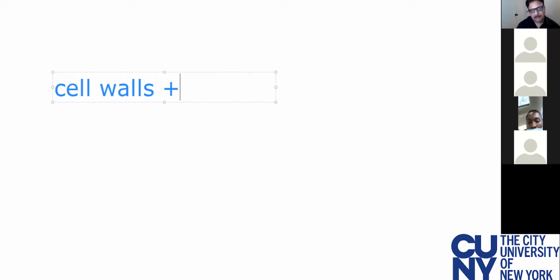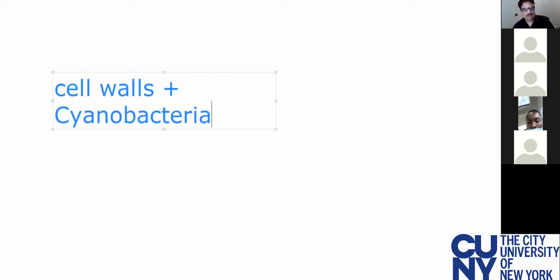Also some bacteria, like cyanobacteria, have pigments. Like plants have chloroplast, and chloroplast has chlorophyll, some bacteria have pigments. Those bacteria are generally called cyanobacteria. They also have pigments. So these are some of the similarities between a plant cell and a bacterial cell.